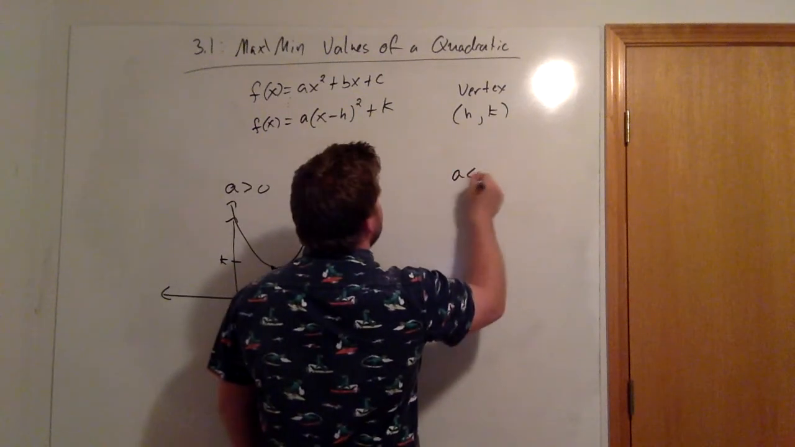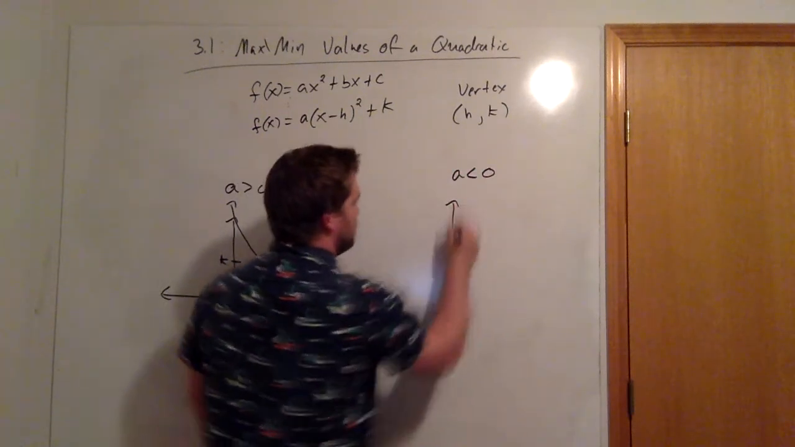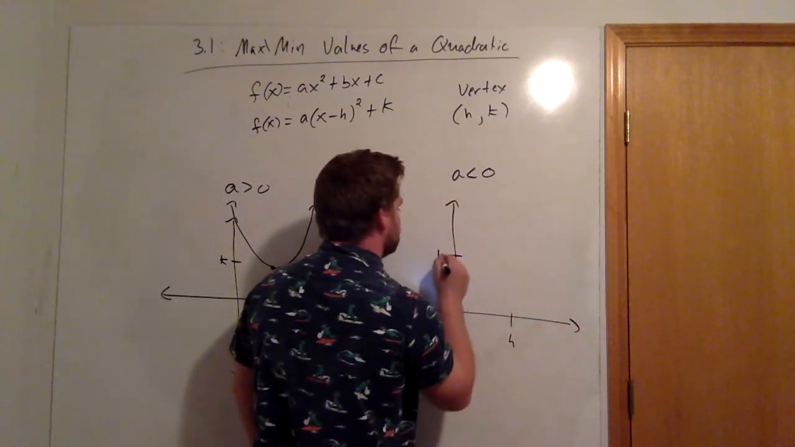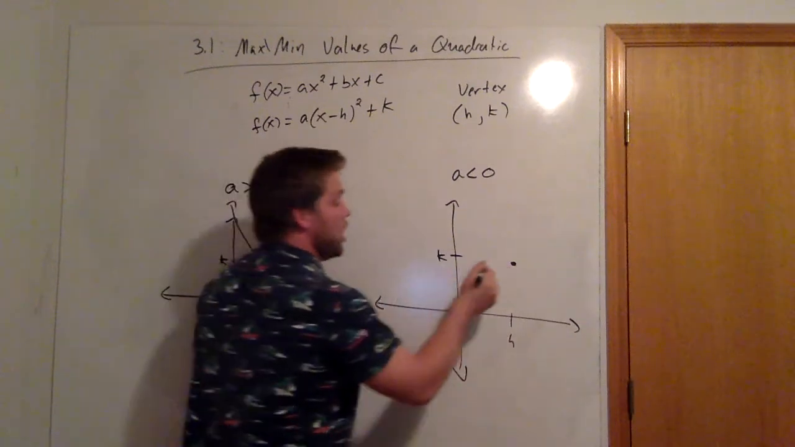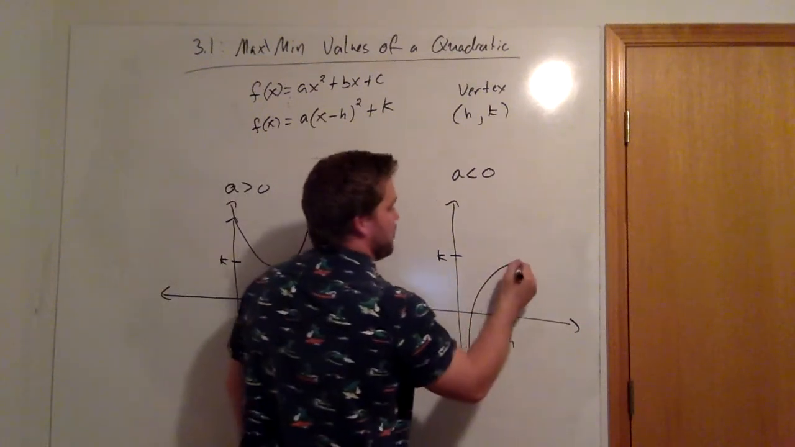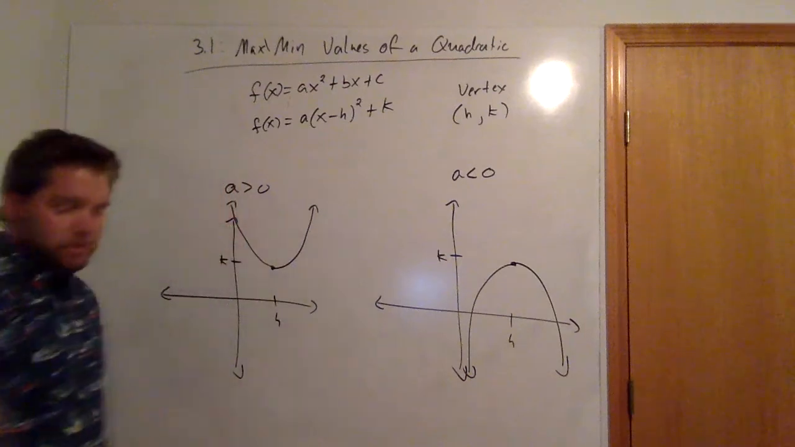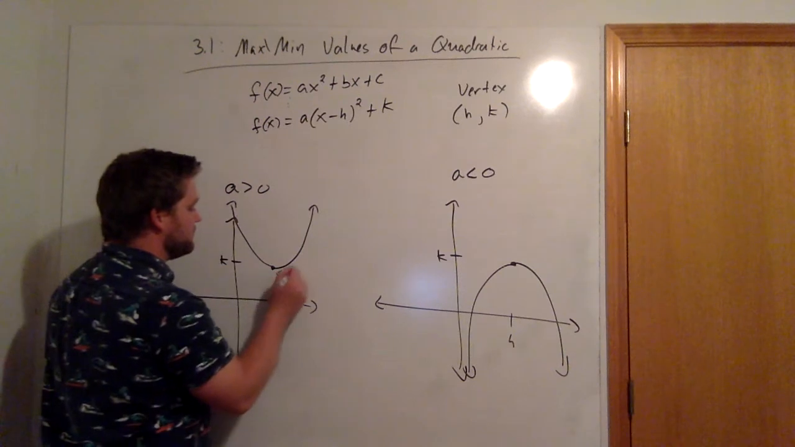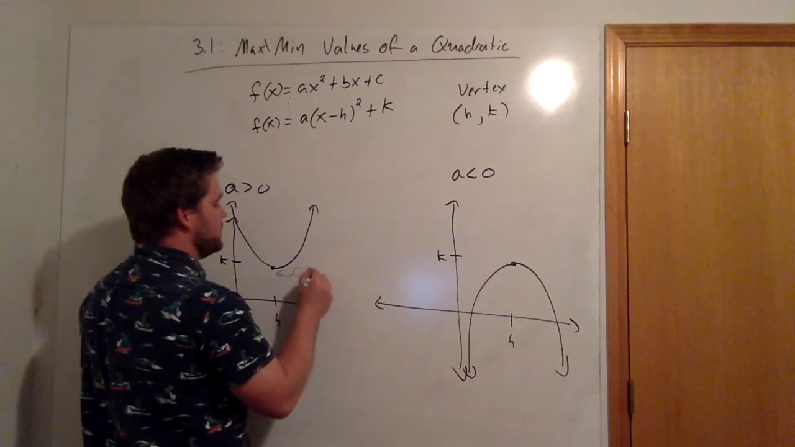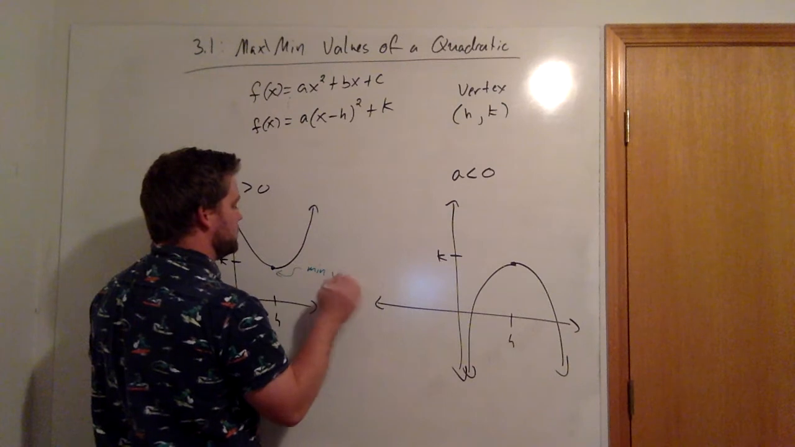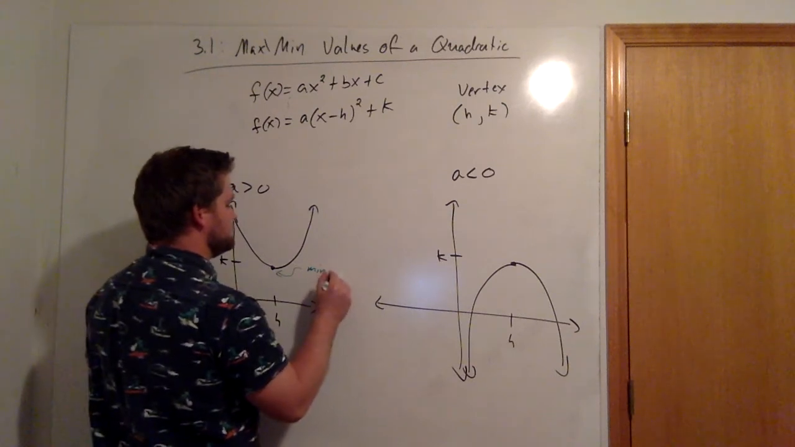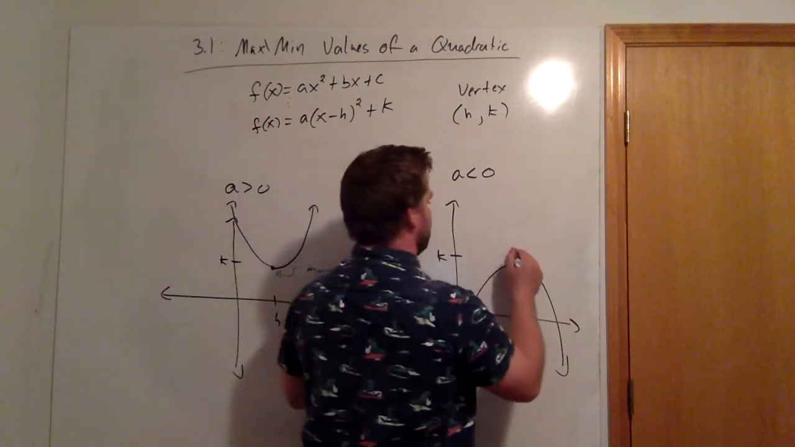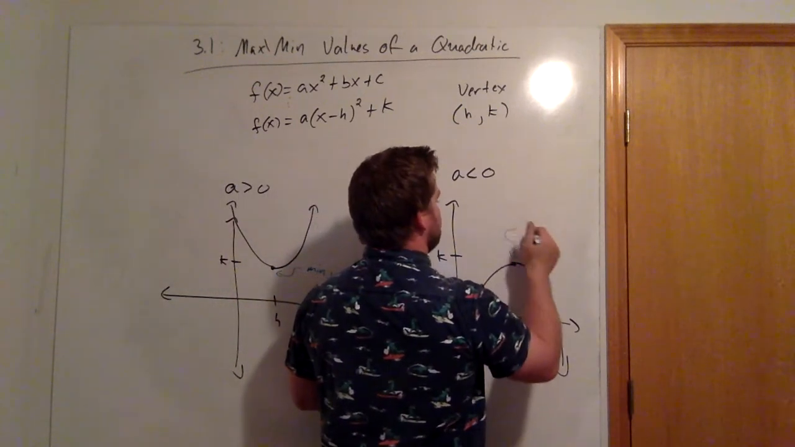Recall that if a is negative, then it'll be a frowny face parabola. Very sad parabola. So for these two parabolas, notice for a happy face parabola, its vertex will be the minimum value. And for a frowny face parabola, the vertex will be the maximum value.